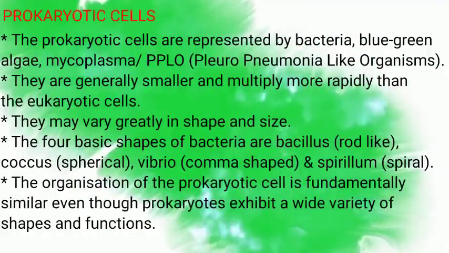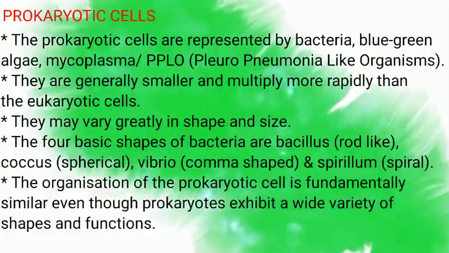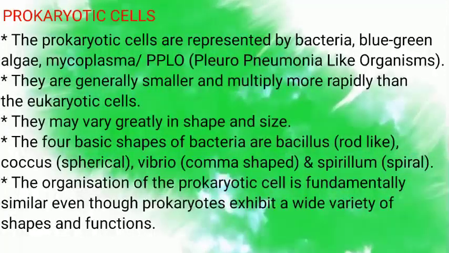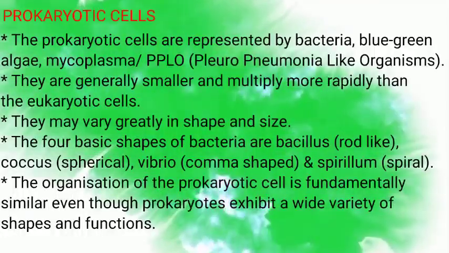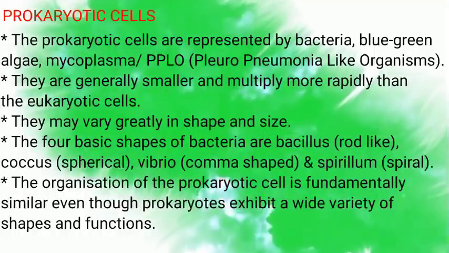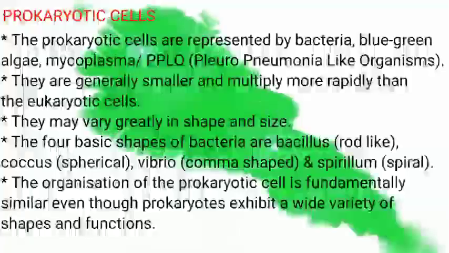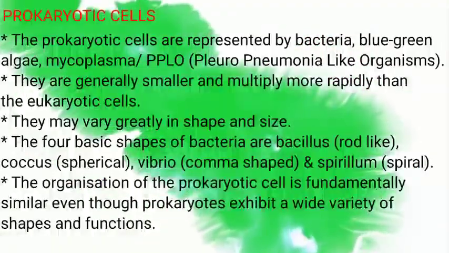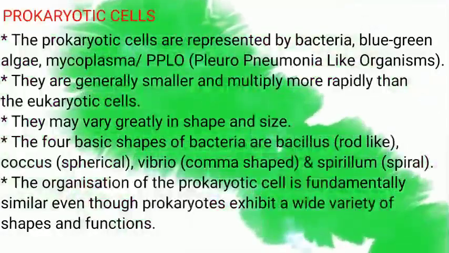Generally, prokaryotic cells undergo more rapid cell division than eukaryotic cells, and they show great variation in their shapes and sizes. For example, bacillus bacteria are rod-shaped, coccus bacteria are spherical, vibrio bacteria are comma-shaped, and spirillum bacteria are spiral-shaped. The organization of the prokaryotic cell is fundamentally similar, even though prokaryotes exhibit a wide variety of shapes and functions.